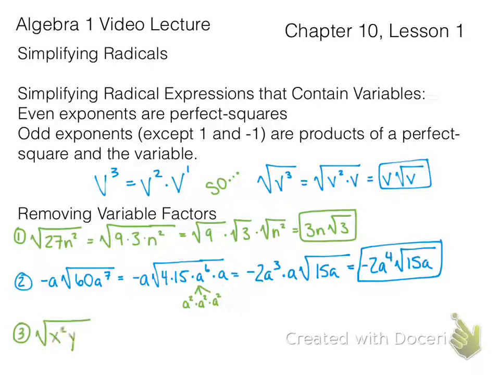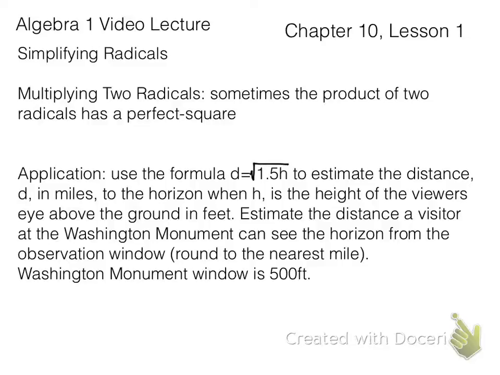Moving on. Square root of x to the second, y to the fifth. So, again, I have the square root of x to the second times the square root of y to the fourth times y, because again, this still equals that, right? Okay, so then I can pull out the square root of x to the second, which is just x, and I can pull out the square root of y to the fourth, which is y to the second, and I'm left with x, y to the second, times the square root of y.